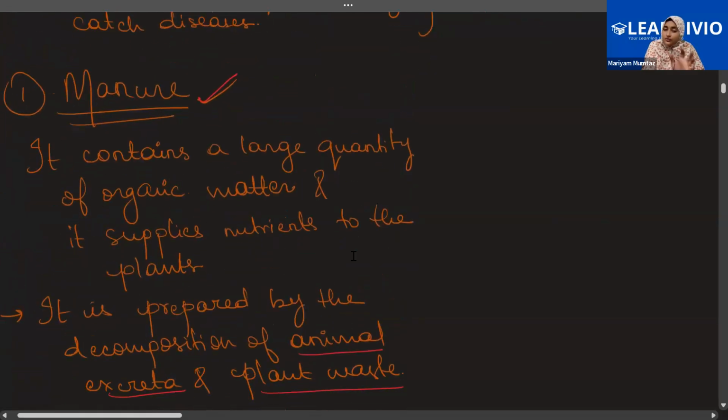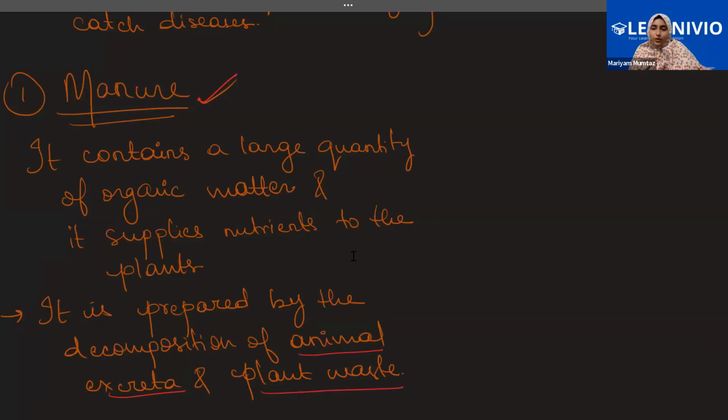Now, for this nutrient management, we require something from the outside also, meaning something artificial, because not everything can be grown by us. And even if it can be grown, it takes a lot of time and effort. So there are many nutrient management chemicals and other things available in the market. The farmers or whoever is taking care of the plant go to the market and get them. Now, the first one is manure.